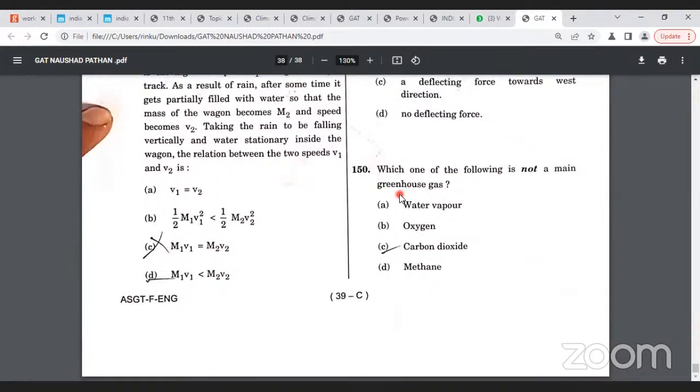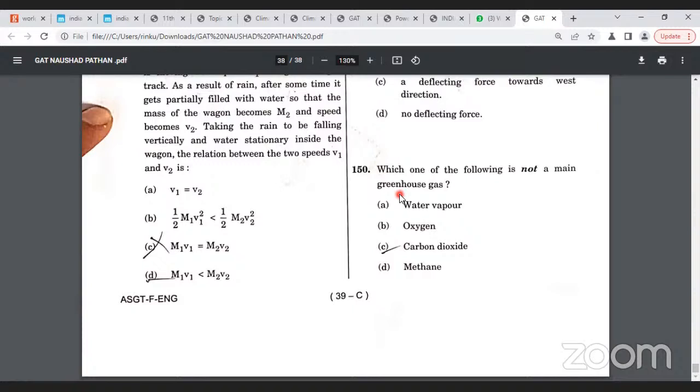Question number 150. Which one of the following is not a main greenhouse gas? We can go with oxygen. Oxygen is not a greenhouse gas, is it? Water vapor, carbon dioxide, methane, nitrous oxide, these are all greenhouse gases. They tend to trap the heat within the atmosphere by being transparent to the shortwave radiation and trapping the long wave radiation of the earth. And that is how heat is trapped, and that increases the global temperatures with the increase in the greenhouse gases.